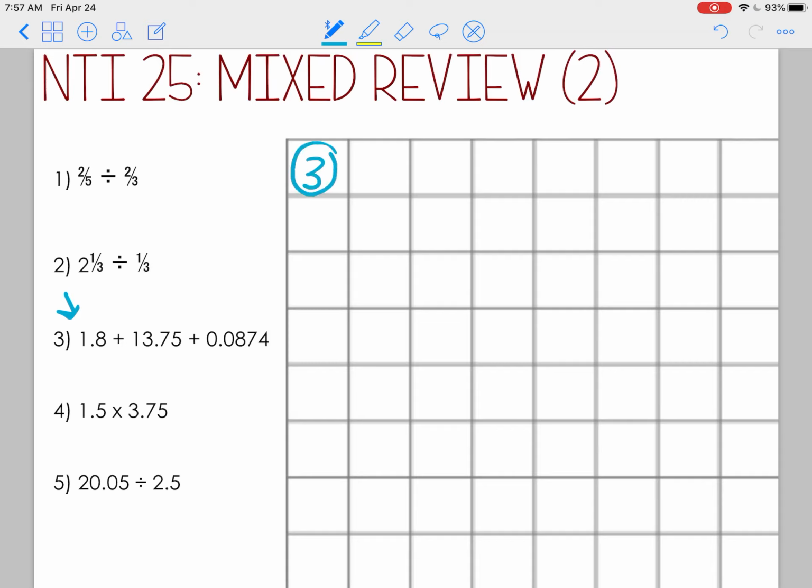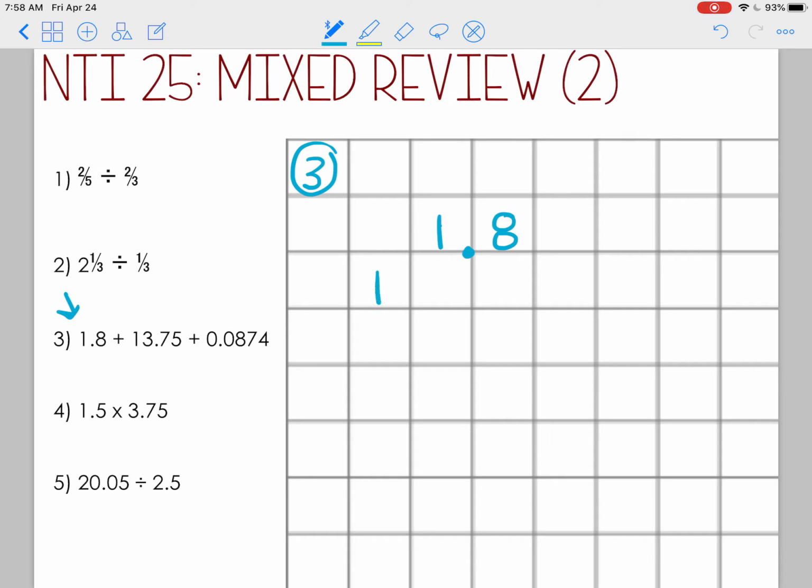And like I said, this is where your graph paper is going to come in handy. But if you don't have any, that's okay. You can just use regular lined paper. Just make sure you're nice and neat when you're lining these numbers up. Okay. So we have 1.8. And remember, we're lining up the decimal points, so I want one number per box.